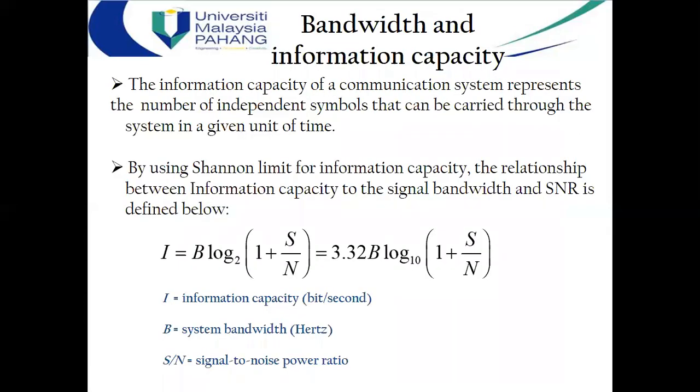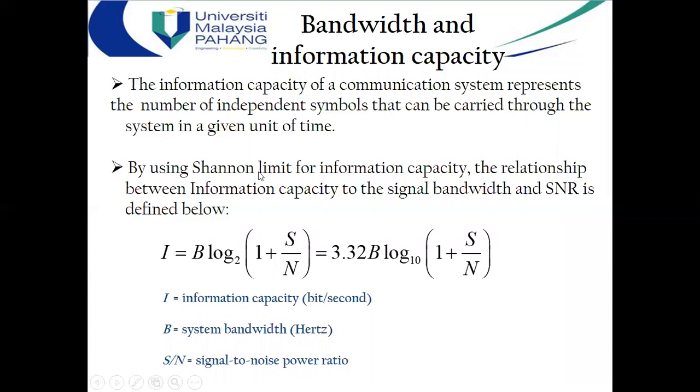Okay. So now let us see the bandwidth and information capacity. Usually, information capacity of a communication system means the number of independent symbols that can be carried through the system in a given unit of time. So in terms of Shannon limit, there is a maximum capability that the system can handle. After that, the system is unable to transmit or handle more than that data bit. So, what is the Shannon limit?